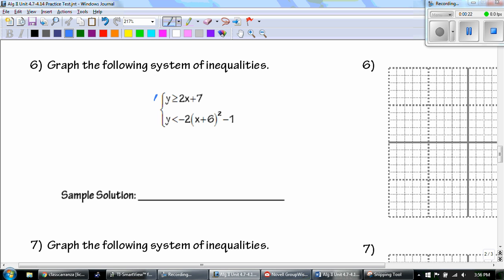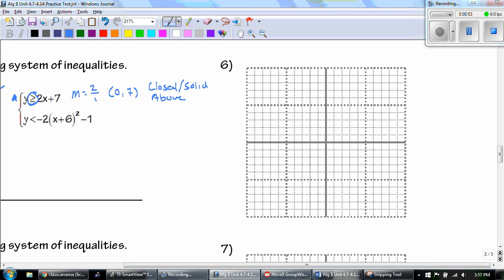Looking at my first one up top, I know that it is linear. When it's linear, I need to know what my slope is. So it's 2 over 1. I need to know my y-intercept, 0, 7. Looking at my symbol, I can see that it is closed. Some people have been saying solid, same thing. And then I'm going to need to shade above this.